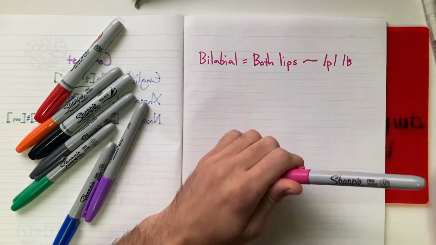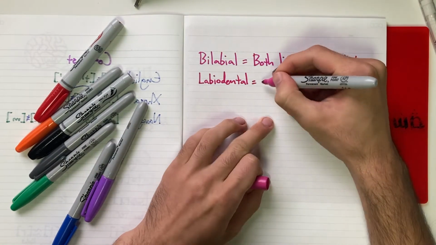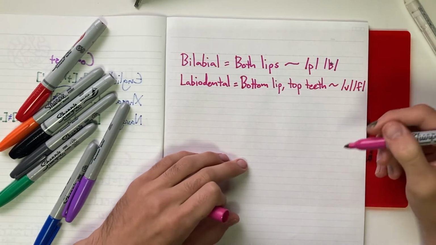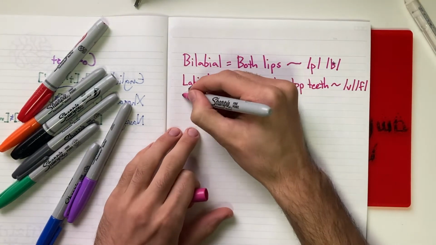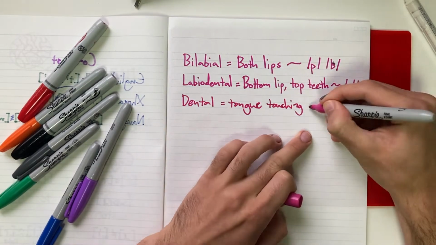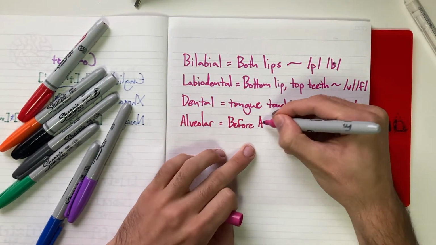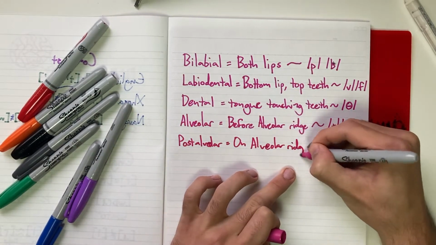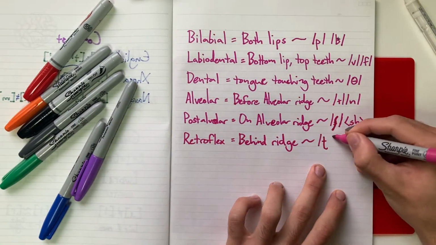P and b are two very common bilabial sounds. Labiodentals are pronounced with the bottom lip and the top teeth. Sounds like v and f are pretty common labiodentals. The next few sounds are all pronounced with the tip of the tongue. Dentals with the tip of the tongue between, or sometimes just behind the upper teeth. Alveolars with the tongue between the teeth and the alveolar ridge. Postalveolars with the tongue on the alveolar ridge. And retroflex with the tongue just behind the alveolar ridge.